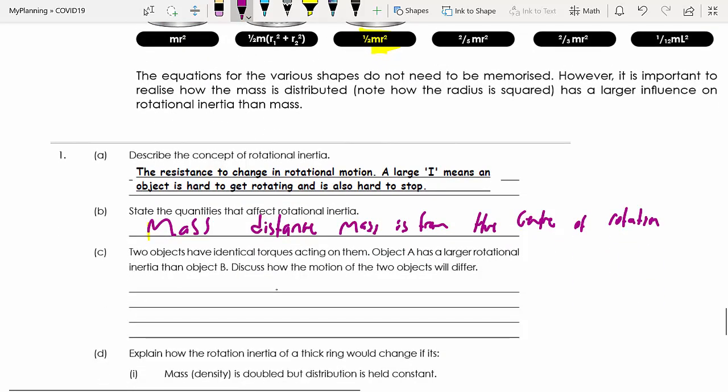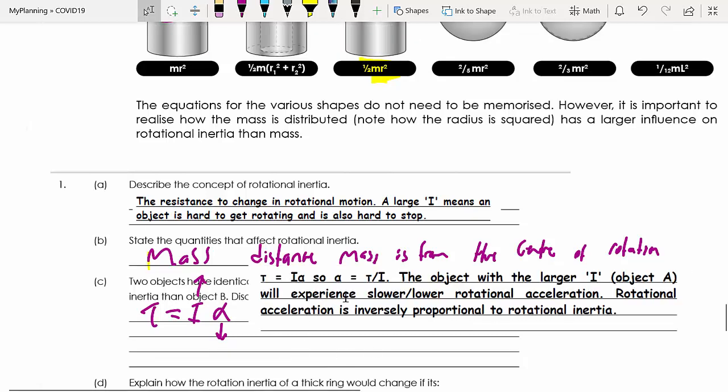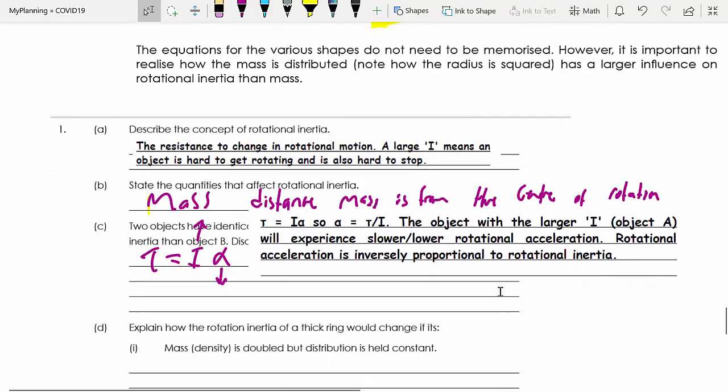C, two objects have identical torque acting on them. Object A has a larger rotational inertia than object B. Discuss how that will affect. Well, we're going to use torque equals I alpha, and for the same torque, the larger rotational inertia will have less angular acceleration. So to take it straight out of SciPAD's answers, the larger the I will experience less rotational acceleration.